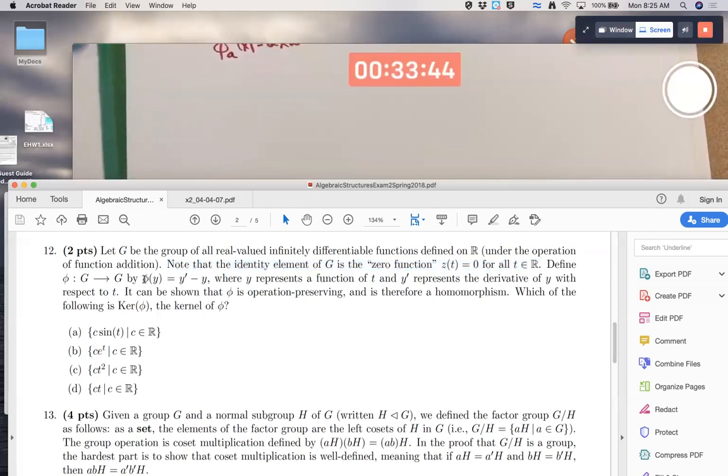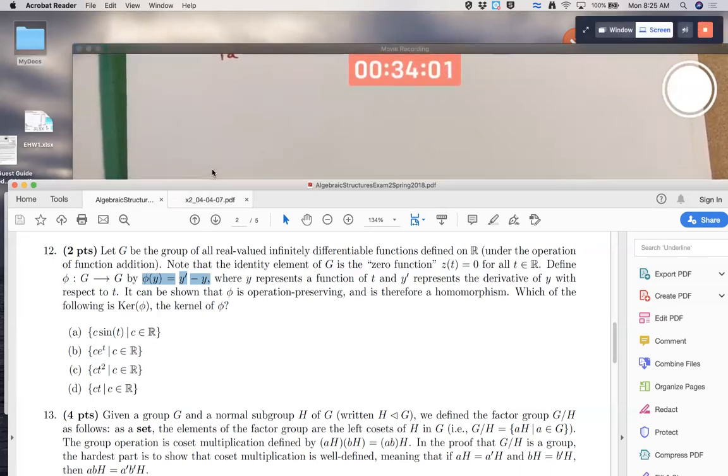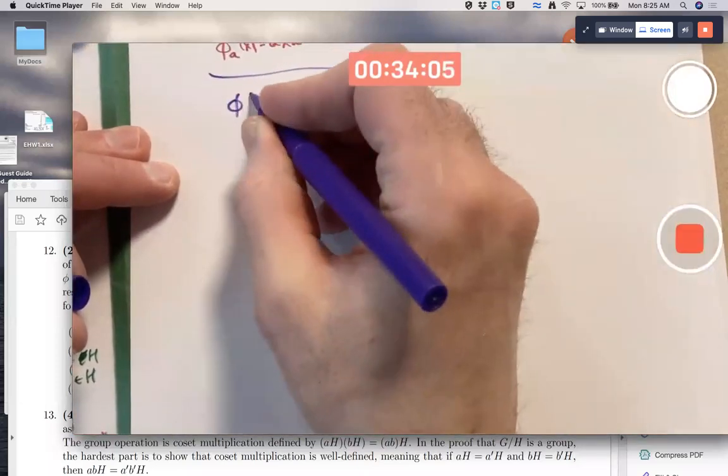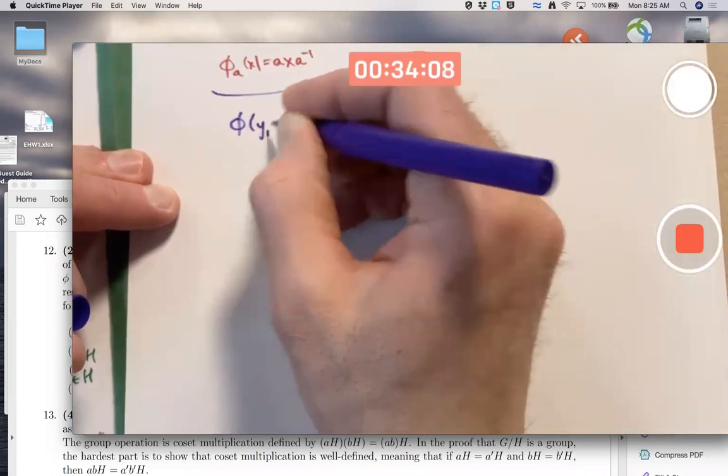This mapping that maps y, a function of t, to y prime minus y, where y prime is the derivative of y, turns out to be a homomorphism. It's operation preserving. You should be able to verify that. That's pretty quick. The group operation is addition.